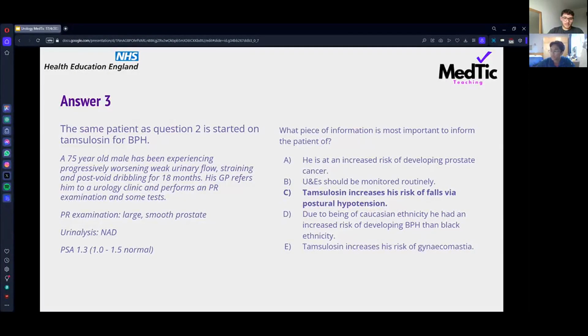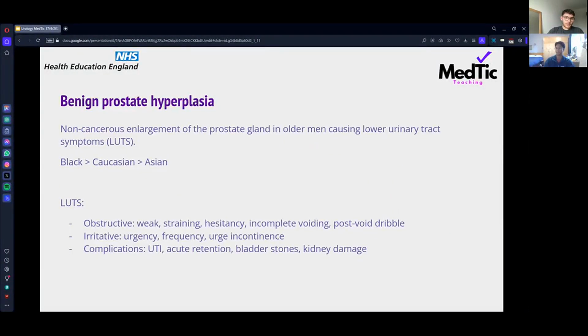So I think if we go on to the next slide. So just talking about benign prostate hyperplasia. So as we said, non-cancerous, usually presents as these LUTS symptoms that we'll go over now. So you have obstructive symptoms similar to the retention. Always important to ask about these in the history, and then irritative. So this is increased urgency, frequency, almost like overactive bladder symptoms that can be caused through the enlarged prostate.